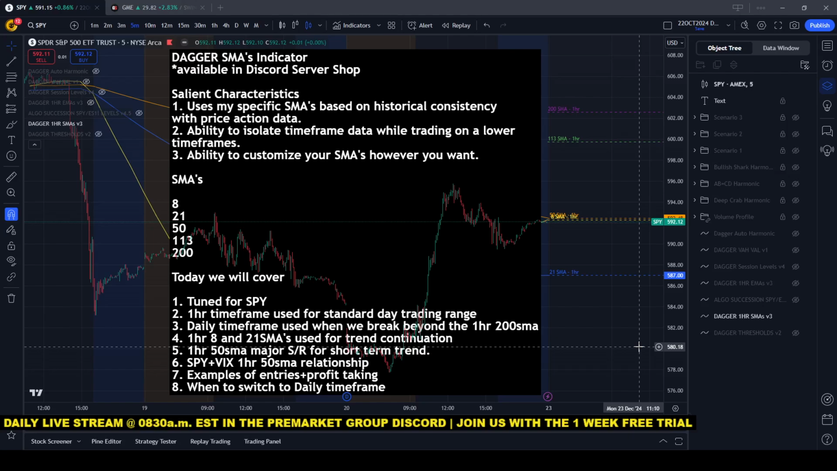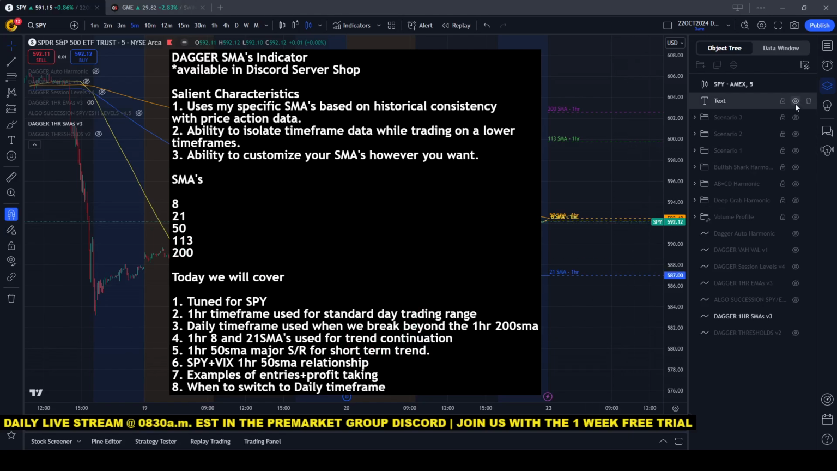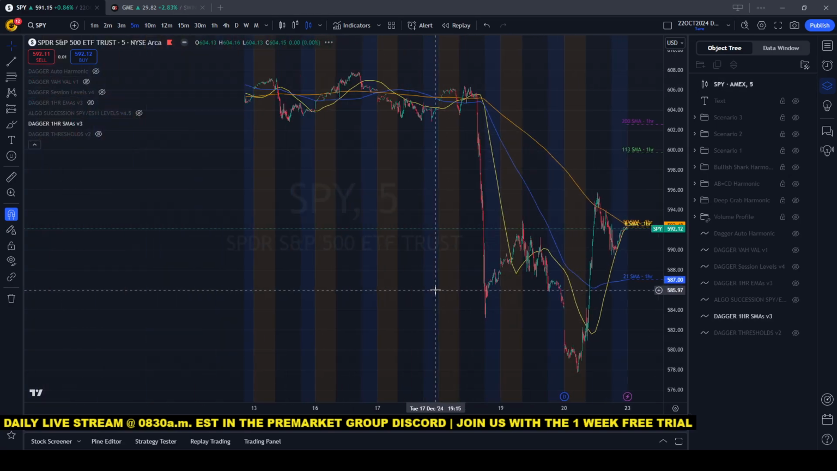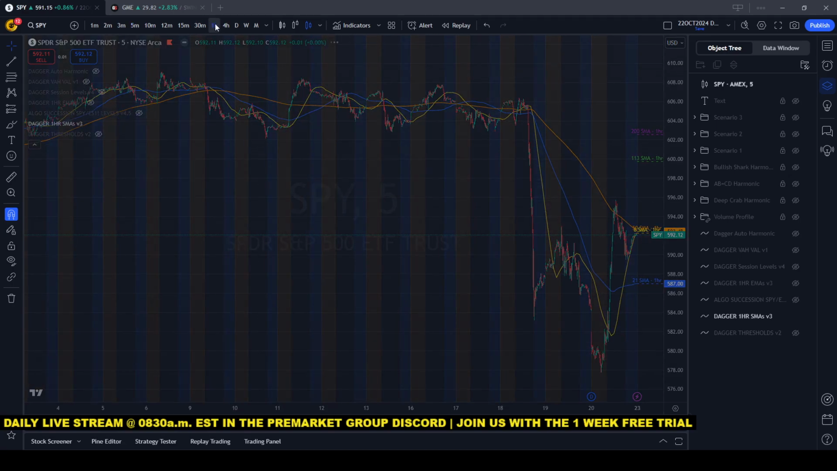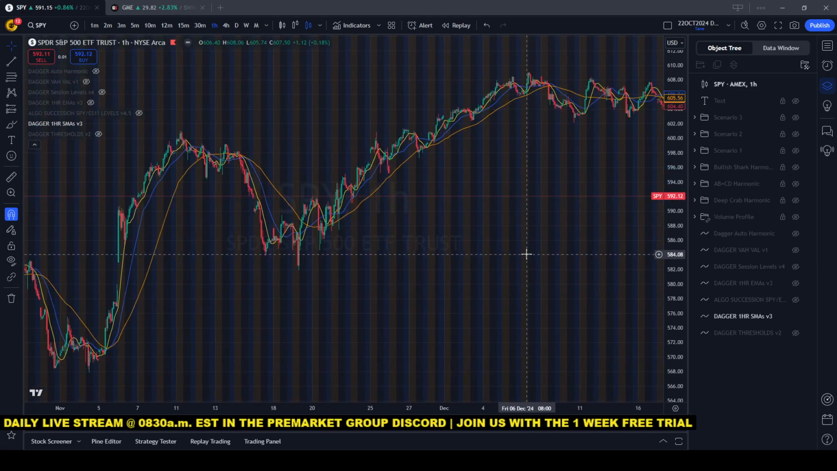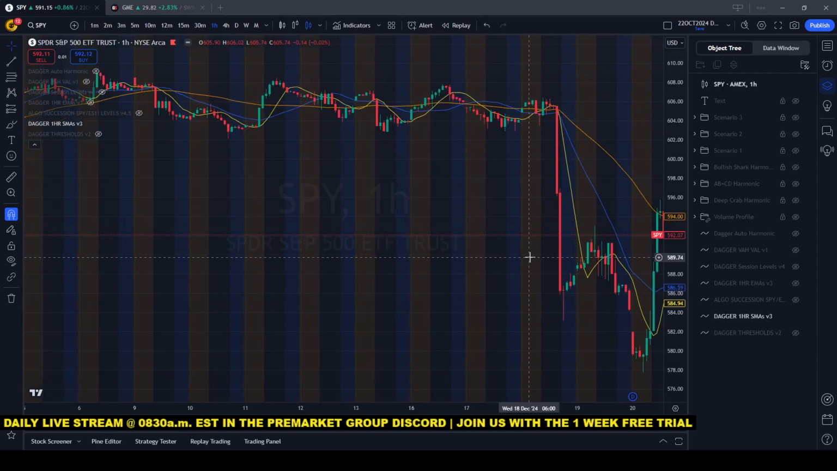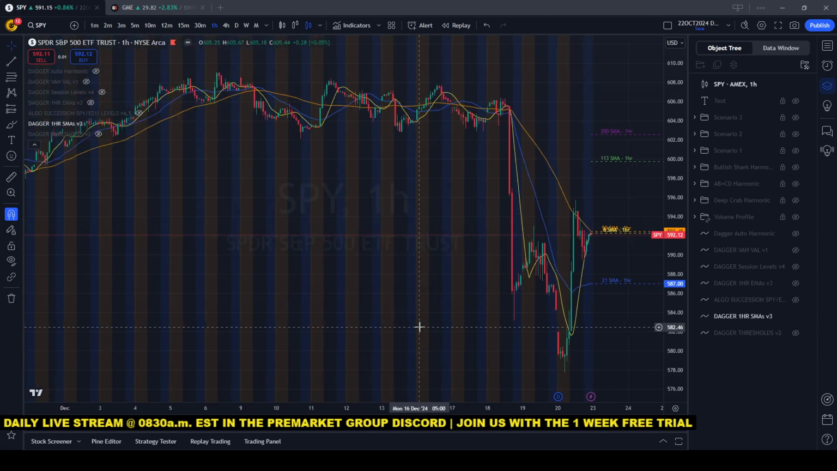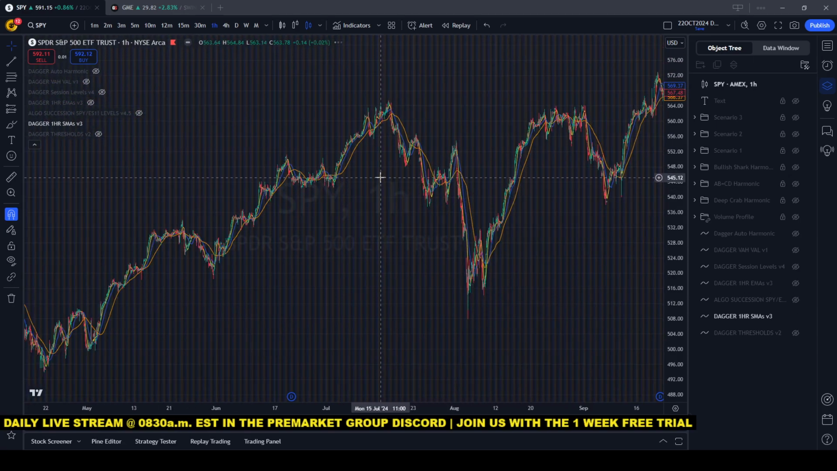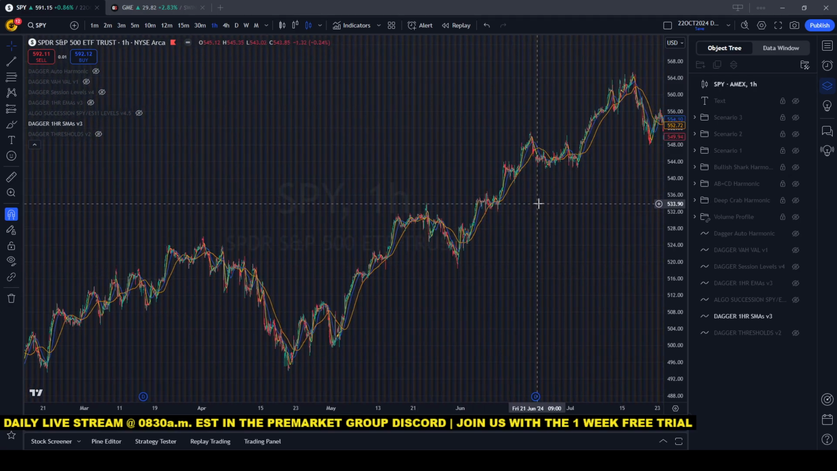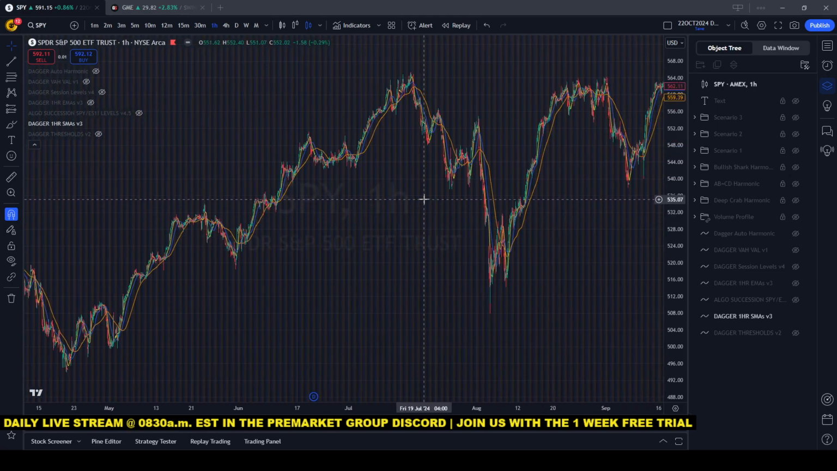When to switch to the daily time frame. Okay, here's the last piece here. The time to switch from the 1 hour chart to the daily time frame is when you break out of the range of all of these SMAs. So like FOMC would have been a good example I showed you earlier. Let's see here. Maybe I can go back to August.